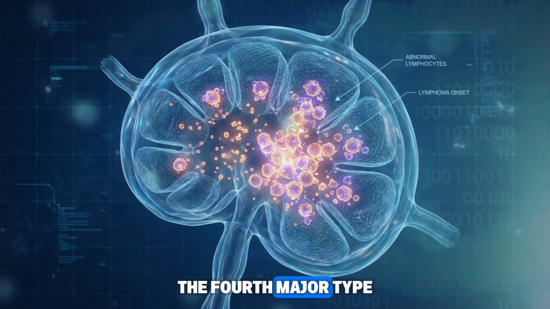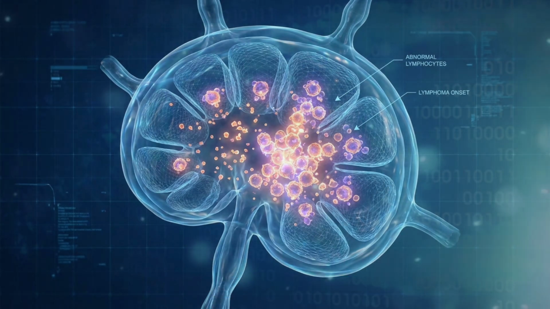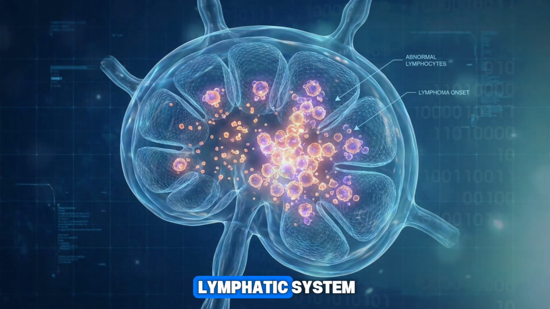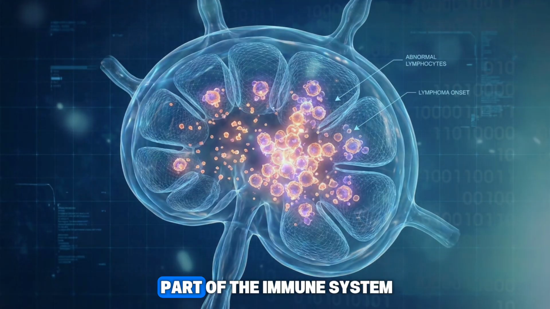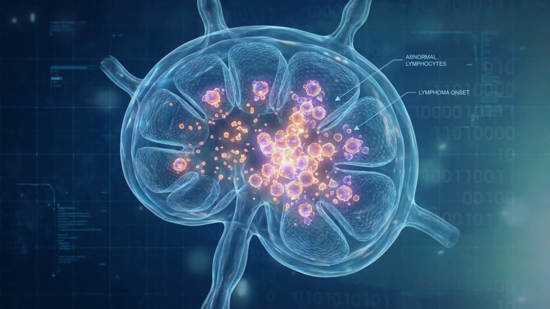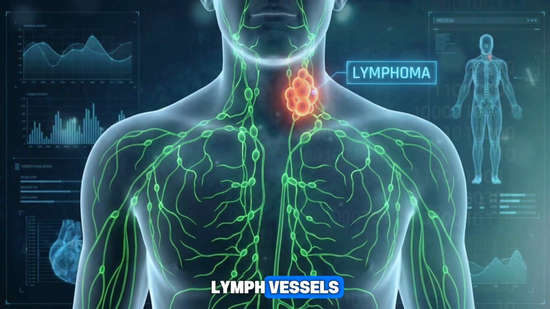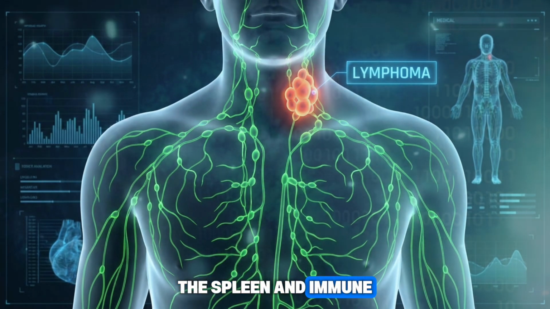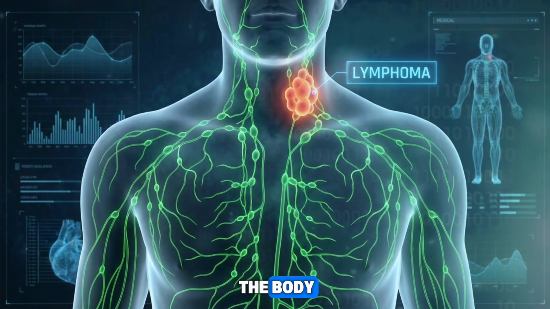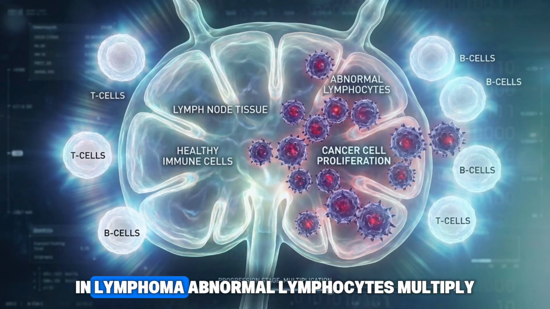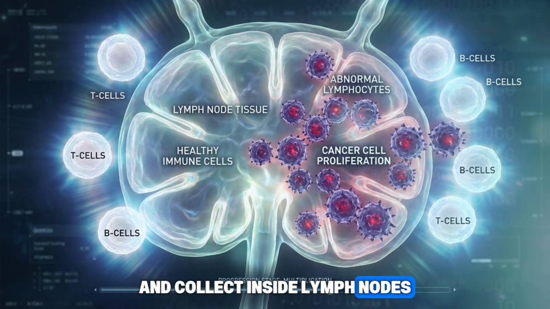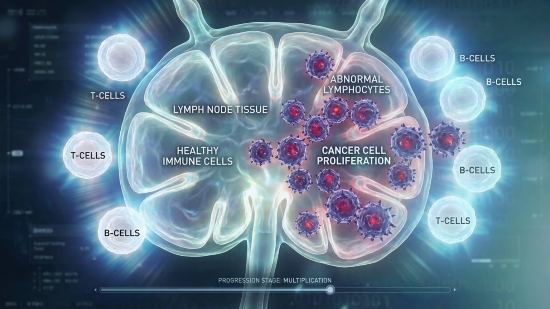The fourth major type is lymphoma. Lymphoma begins in the lymphatic system, which is an important part of the immune system. The lymphatic system includes lymph nodes, lymph vessels, the spleen, and immune cells that help protect the body. In lymphoma, abnormal lymphocytes multiply and collect inside lymph nodes or other immune tissues.